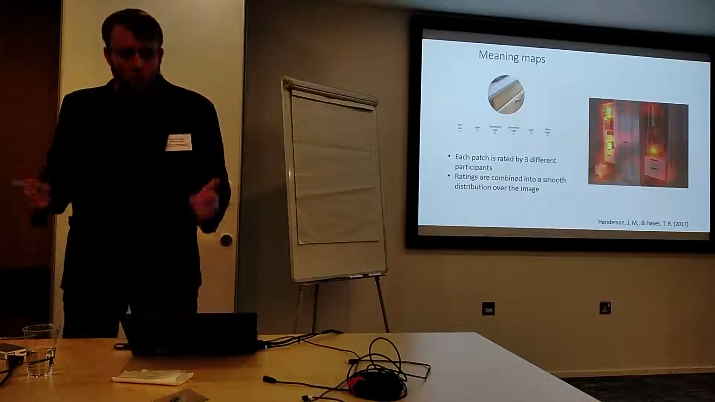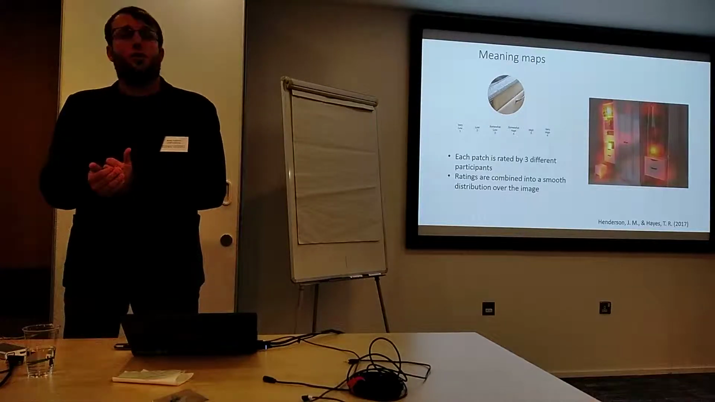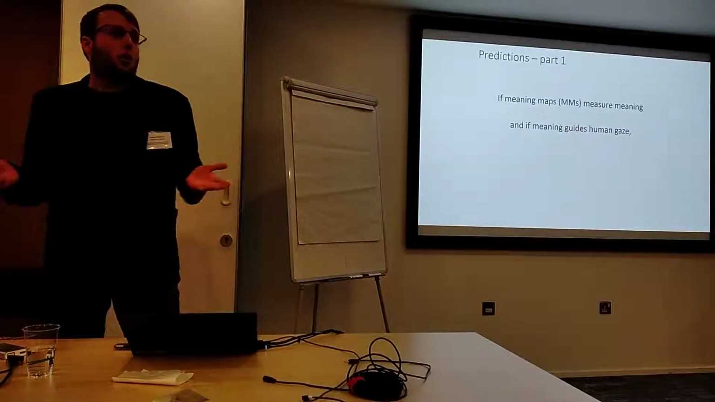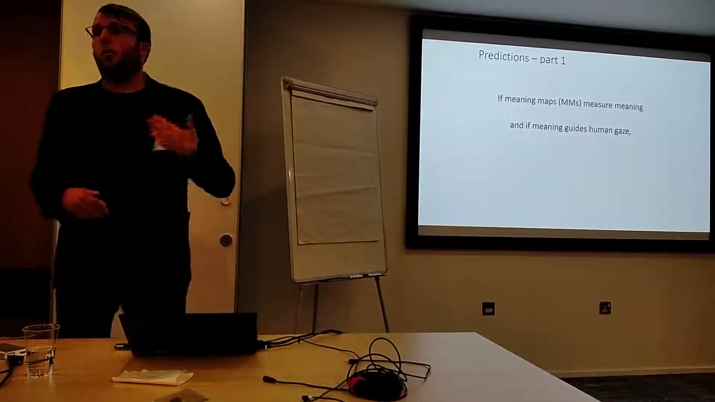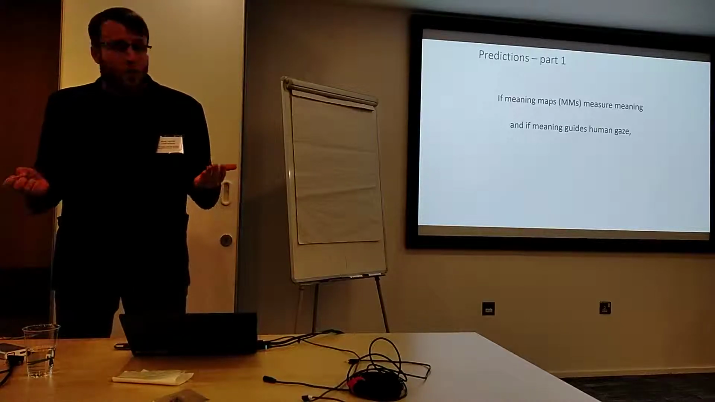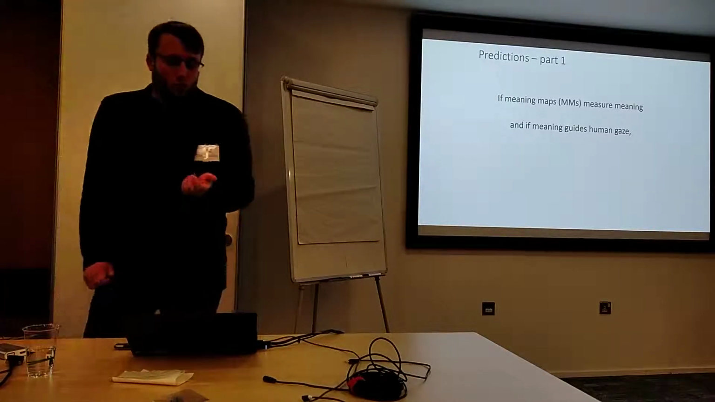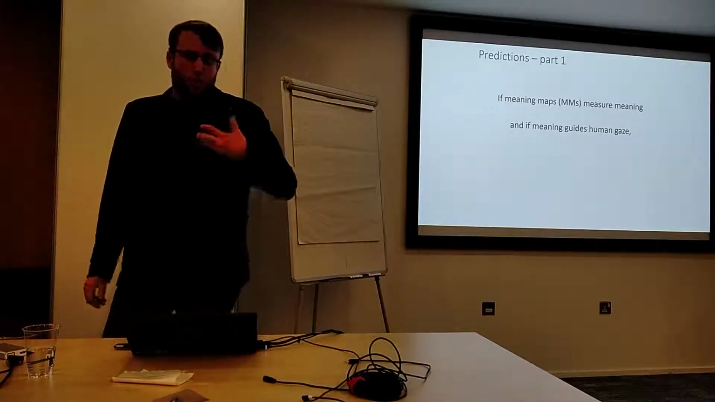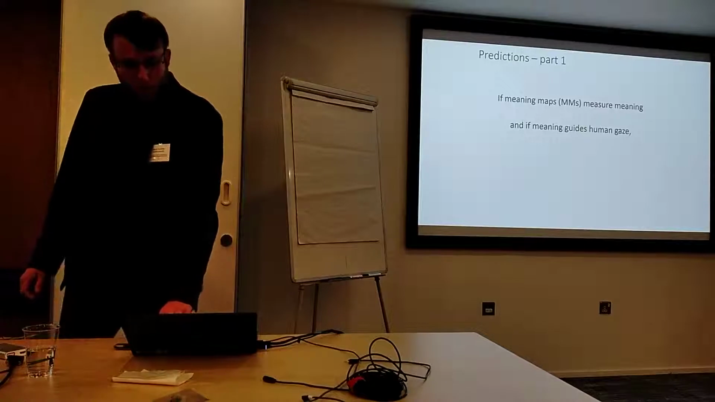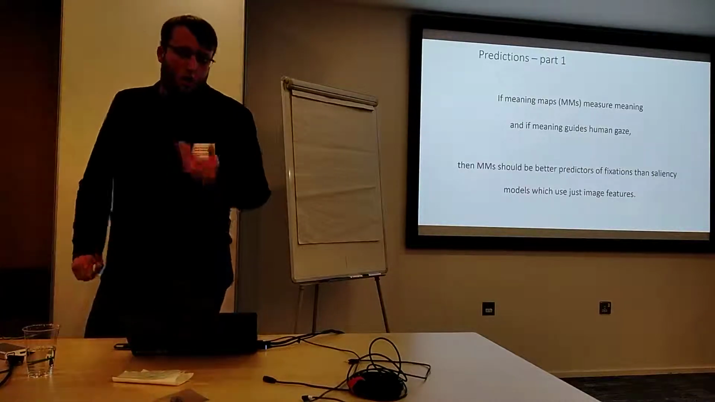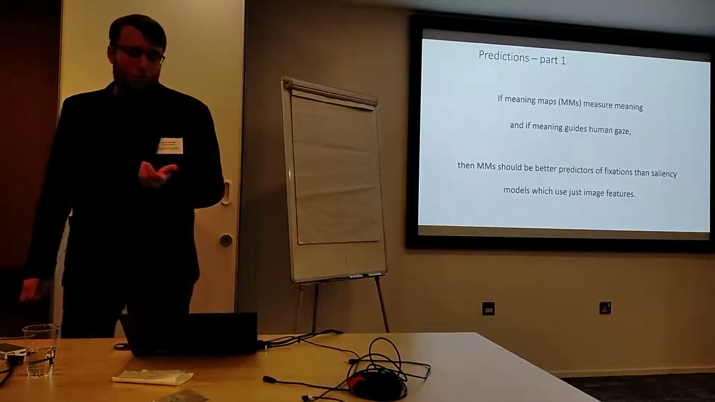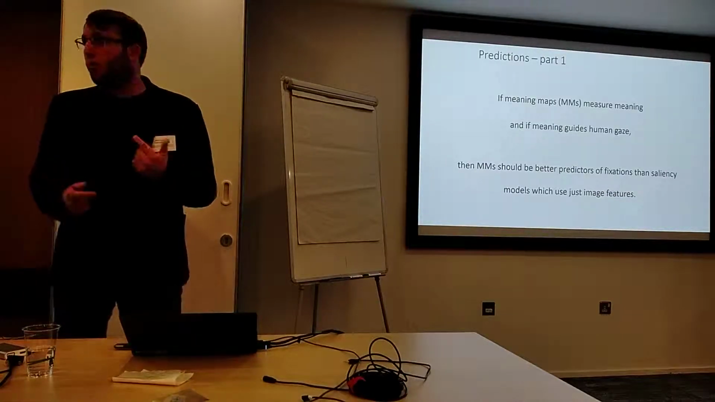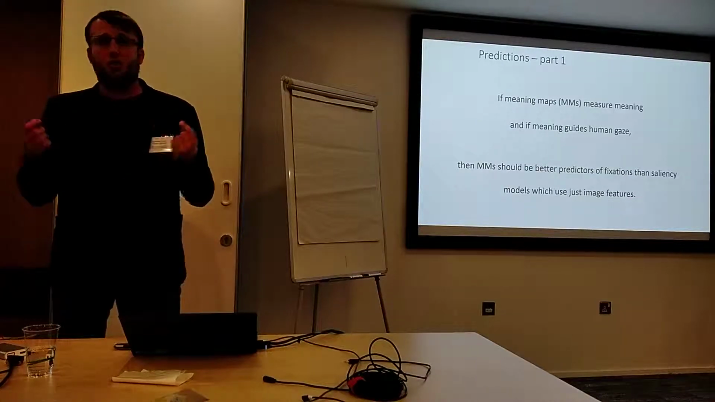This method is quite novel, and in our work, we decided to put it to the test. So, of course, we cannot escape from a more basic question, the question about the role of meaning in guiding human gaze. Here we can formulate the first part of predictions. If meaning maps in fact measure meaning, and if meaning guides human gaze, then meaning maps should be better predictors of fixations than saliency models, which use just image features. Features which, importantly, might be correlated with meaning, but not necessarily are.